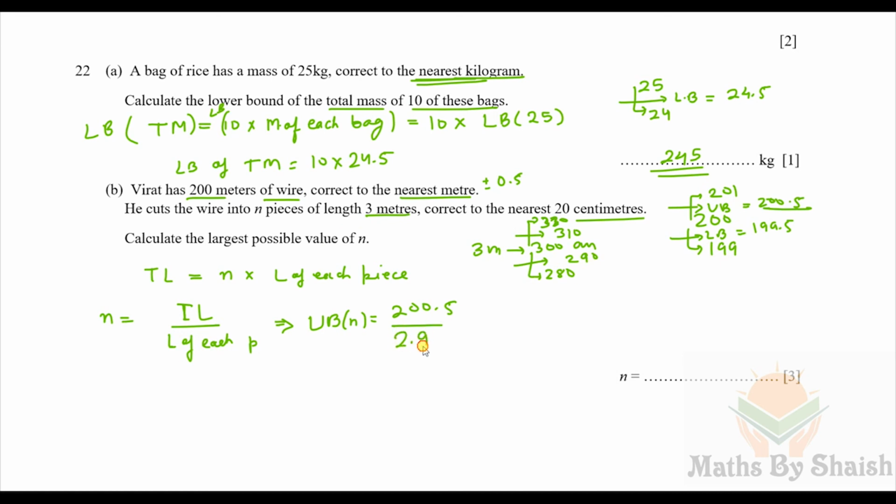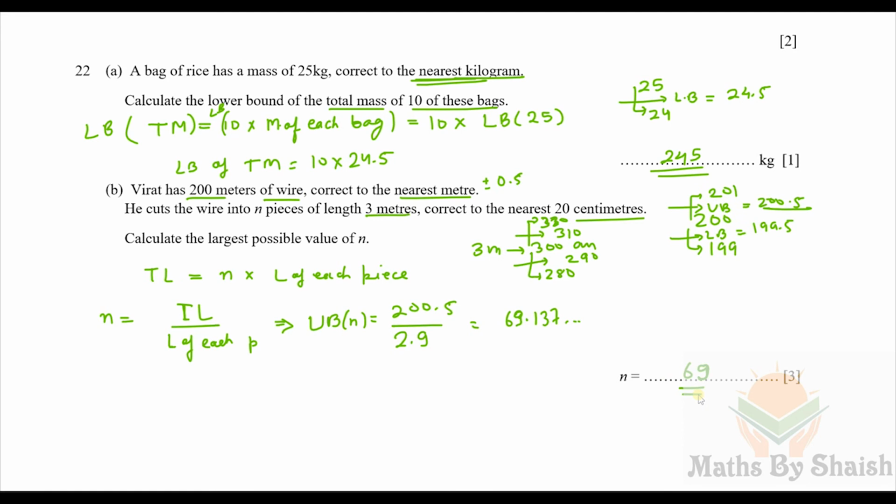So we will calculate this. Dividing by 2.9, it is coming 69.137 and so on. So the largest possible value of n is going to be 69, because it is completely 69 plus 0.137, so the largest possible value is 69. I hope it is clear. Let's discuss the next question now.